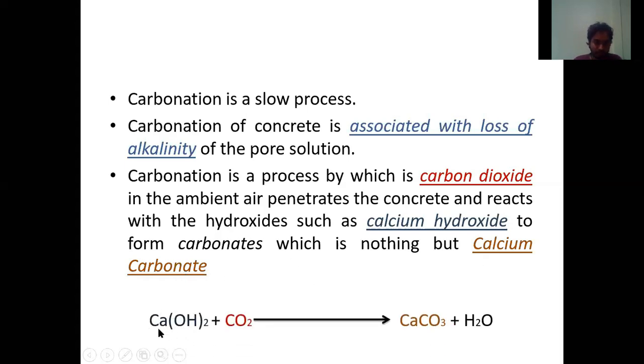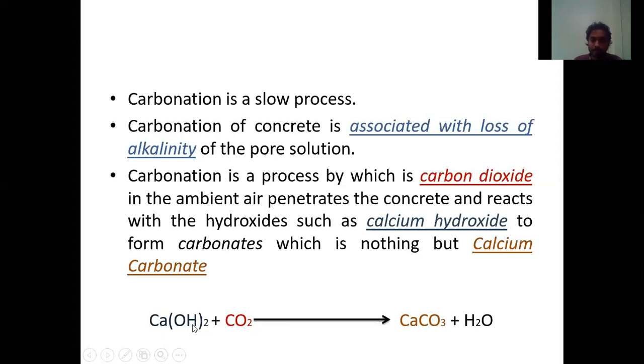We'll see the reaction. What is Ca(OH)2? Ca(OH)2 is calcium hydroxide. The calcium hydroxide from the cement reacts with the CO2 from the ambient air. Where does the CO2 come from? It comes from the environment. After the reaction, it forms calcium carbonate, CaCO3, and also produces water. This reaction you already know, this Ca and this CO2 plus O. So what does it form?